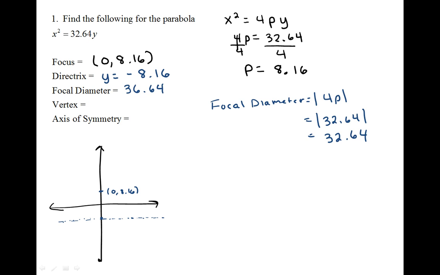Your vertex is just right here, which is at 0, 0. And your axis of symmetry, now let's just go ahead and graph. If you know your focal diameter is 32.64, if we cut that in half, 32.64 divided by 2 is 16.32. So really, if this was opening out, this point here would be 16.32, 8.16.